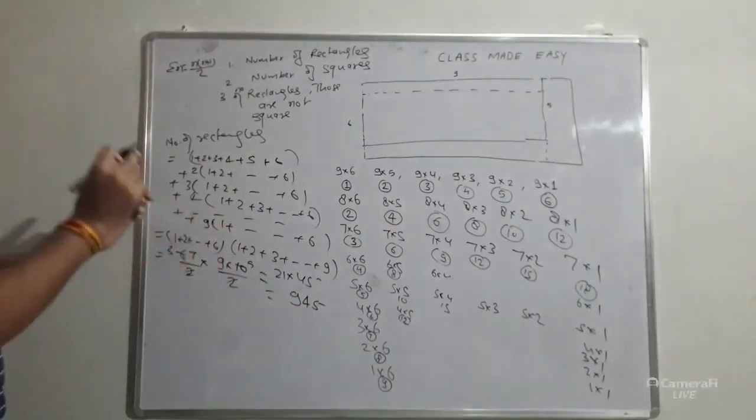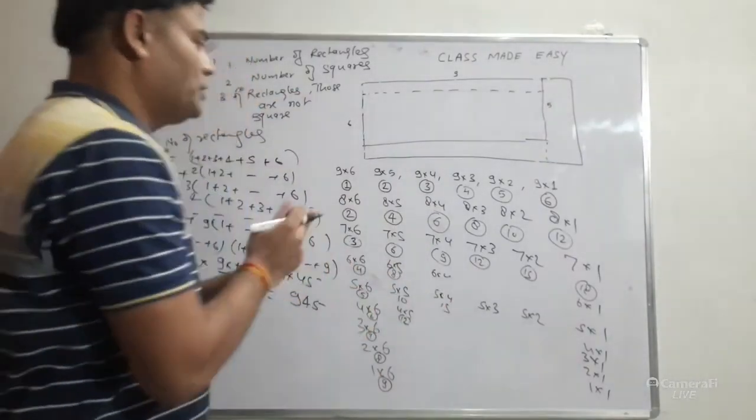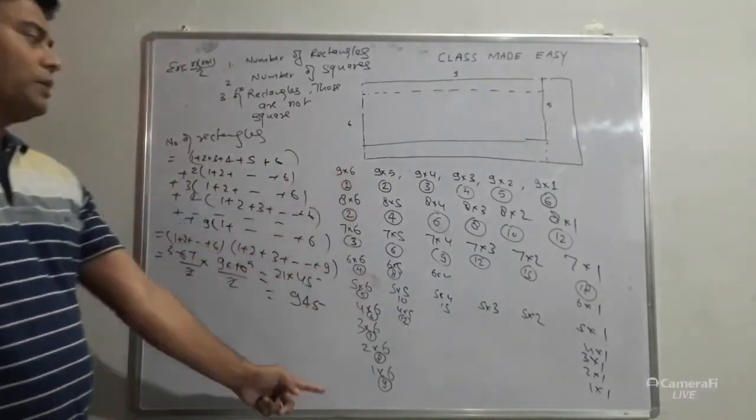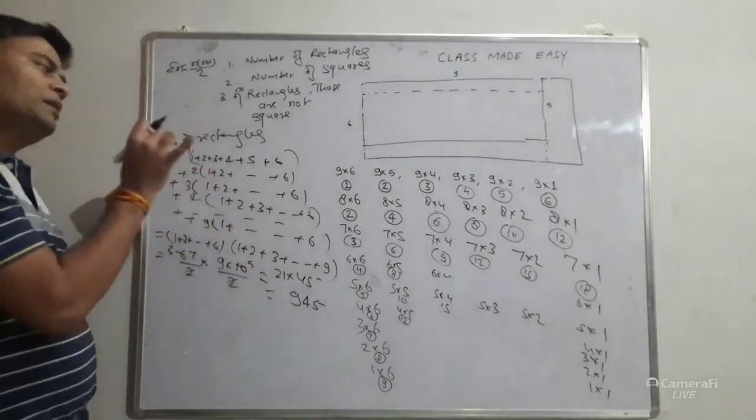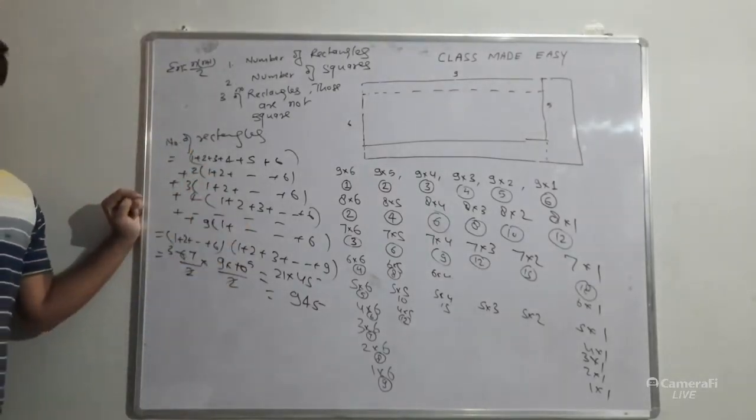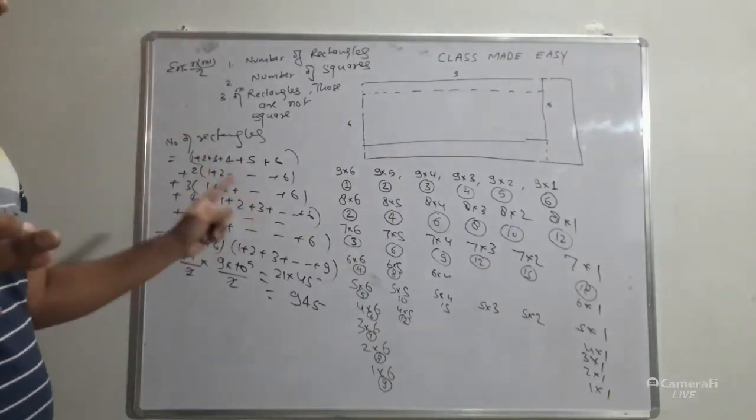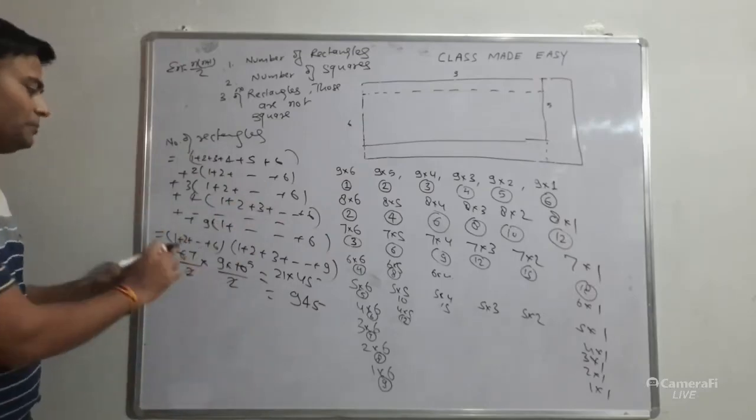So here one trend is developed by this. First you have to find the number of rectangles by this way only. Okay, and if you have any doubt in that, comment in the comment section, and I will explain it. Okay students, so this is 945. So one skill is developed in that.